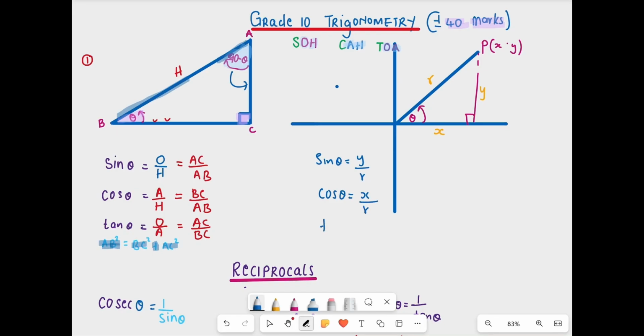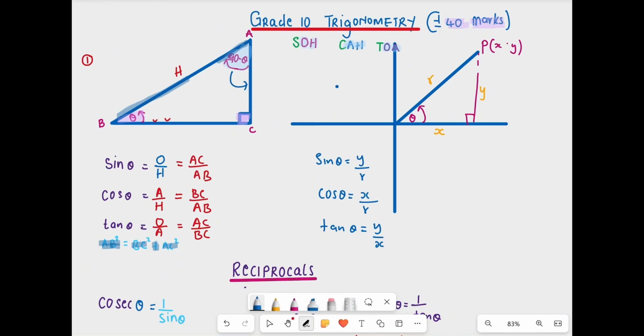And then your tangent, or your tan theta, is always the same as what? Is always the same as y over x. So these definitions, you need to know them by heart. So do not go to the exam without knowing these definitions. Make sure that you know them, and then you will pass your trigonometry.